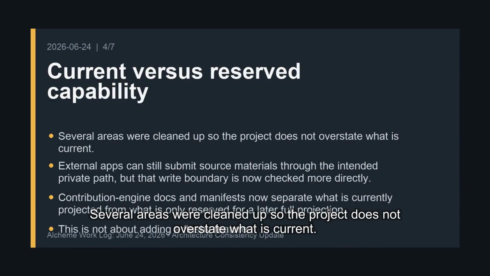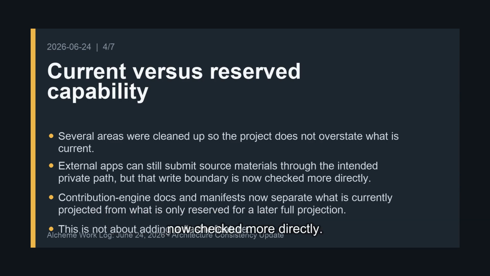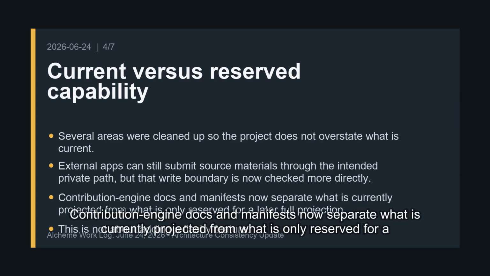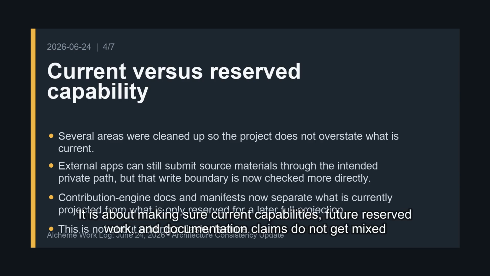Several areas were cleaned up, so the project does not overstate what is current. External apps can still submit source materials through the intended private path, but that write boundary is now checked more directly. Contribution engine docs and manifests now separate what is currently projected from what is only reserved for a later full projection. This is not about adding a flashy feature. It is about making sure current capabilities, future reserved work, and documentation claims do not get mixed together.